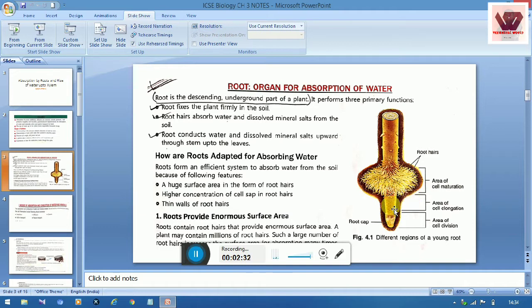Now this is the part where cell elongates, right? यहाँ पर cell elongation होता है. And now this is the part of cell division. यहाँ पर cell division होता है नया root formation के लिए, right? Now we will move to the next slide.